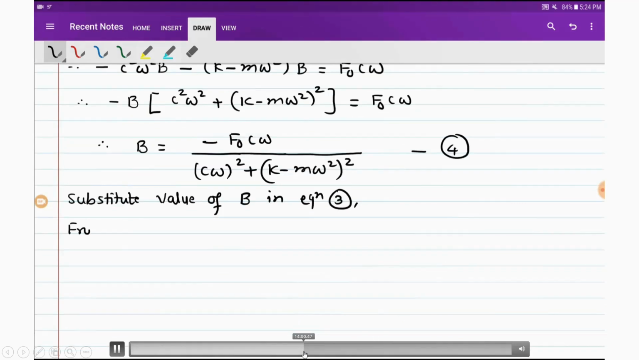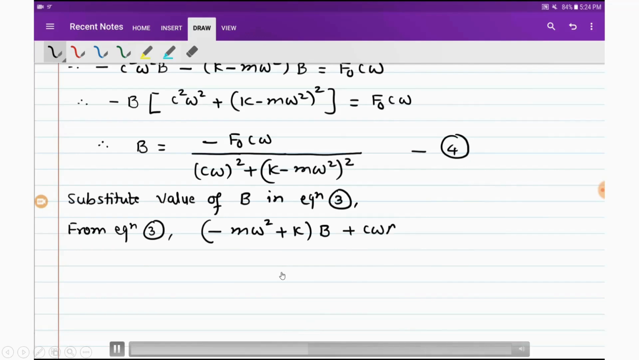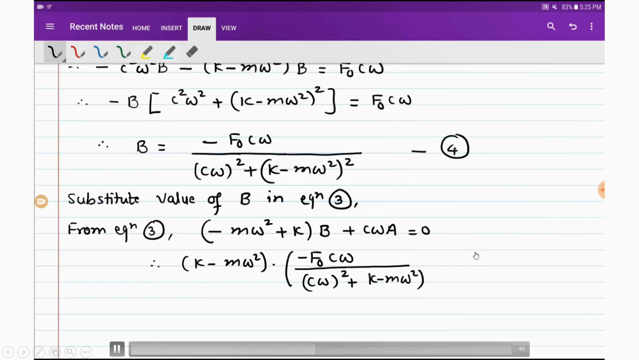Now we have to calculate the value of a. So from equation 3 we can say that you can substitute this value in any of the equations, second or third equation. So we have considered equation 3. So it is minus m omega square plus k multiplied by b plus c omega a is equal to 0. k we have written first, minus m omega square. Now the value of b which we have just now obtained is this particular value, which we can substitute in place of b. So this value we have substituted, plus c omega a is equal to 0.